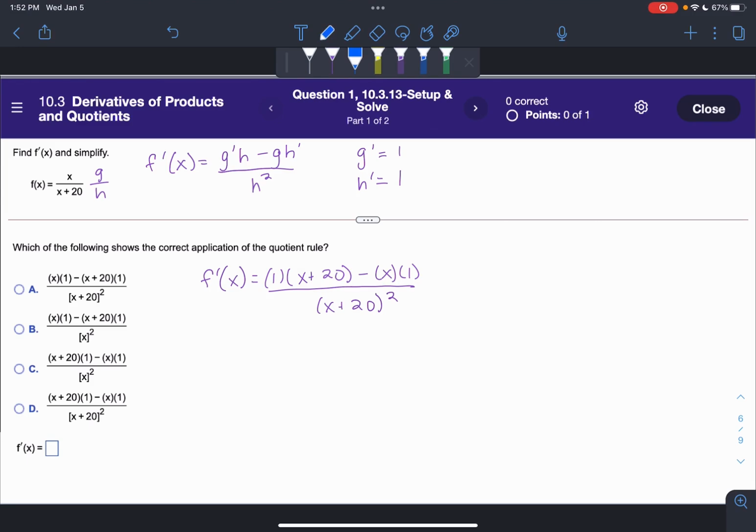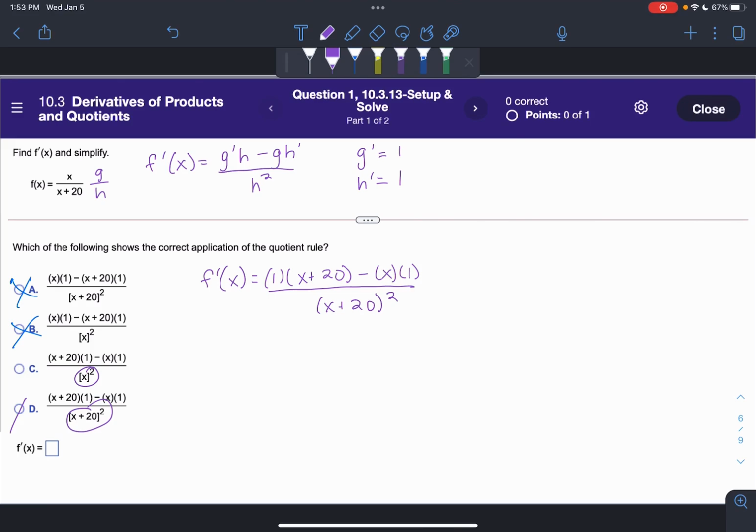that limits us to C and D, right? And if we're looking between C and D, the only difference is what's in the denominator. The denominator should be h squared, so D is our answer.